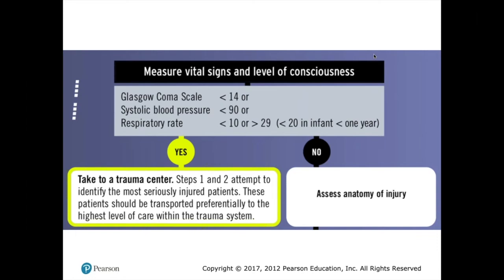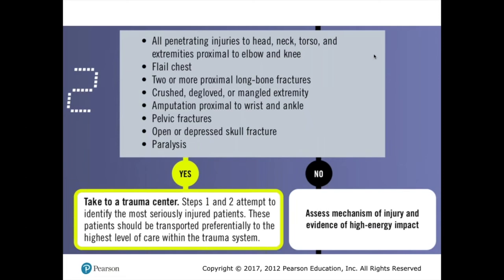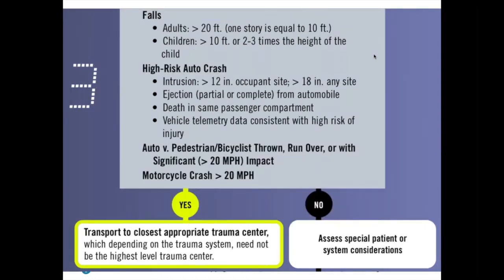Okay. So any one of those is a yes, you go to a trauma center. If not, you look at anatomy. Those are the penetrating injuries, the flail segments, the long bones, crushed, degloved, or mangled extremities, those amputations, pelvis fractures, skull fractures, and paralysis. Any of those are yes, you go to a trauma center. If those are no, you look at mechanism of injury, your falls, your crashes, your motorcycles, your pedestrians, okay? Any of those, you go to a trauma center.